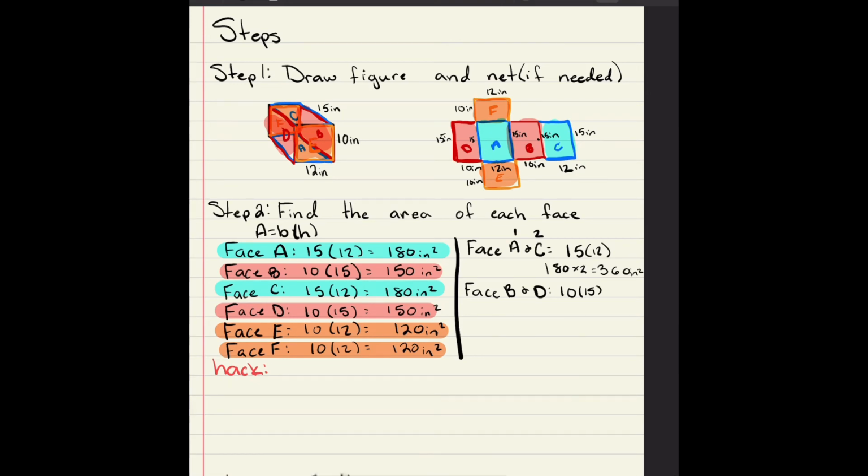And face B and D have dimensions of 10 and 15. There we go. So 10 times 15 is 150 times 2, which we're multiplying by 2 because there are 2 shapes with that area, and that's 300 inches squared for those 2 areas. Finally, we have face E and F, which was 10 by 12. So when we multiply that, we get 120. There's 2 shapes with that, which would give us 240 inches squared.